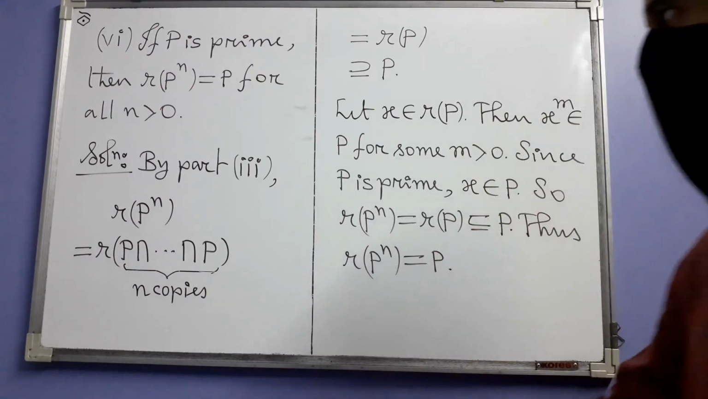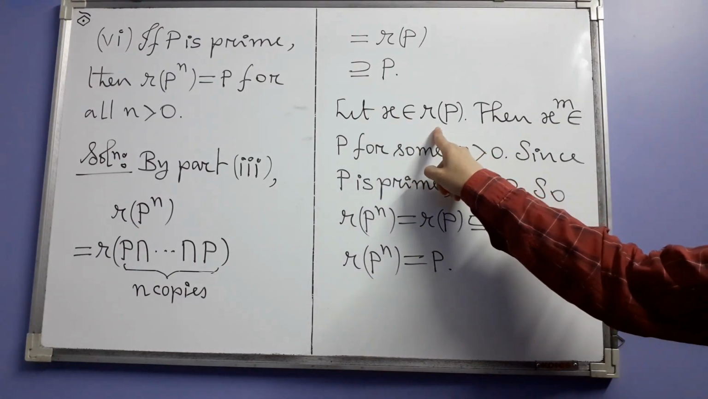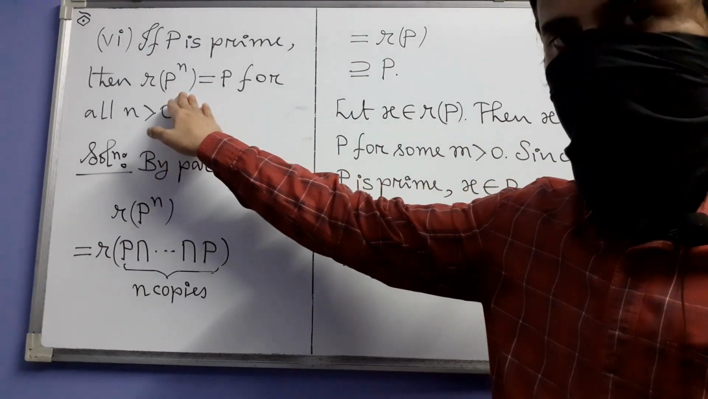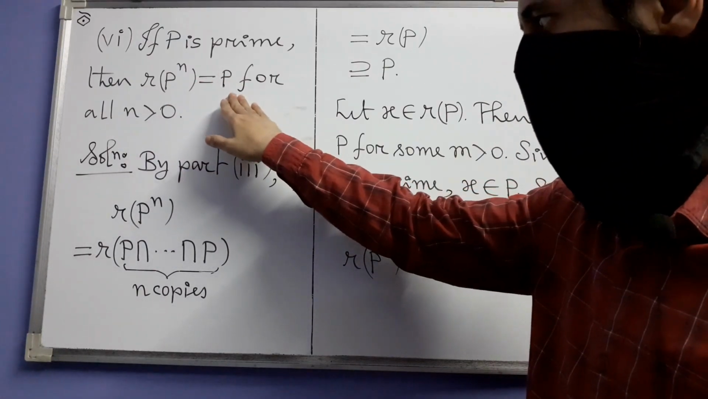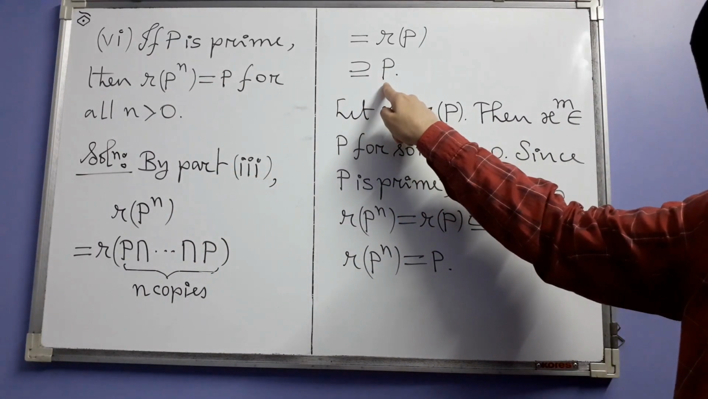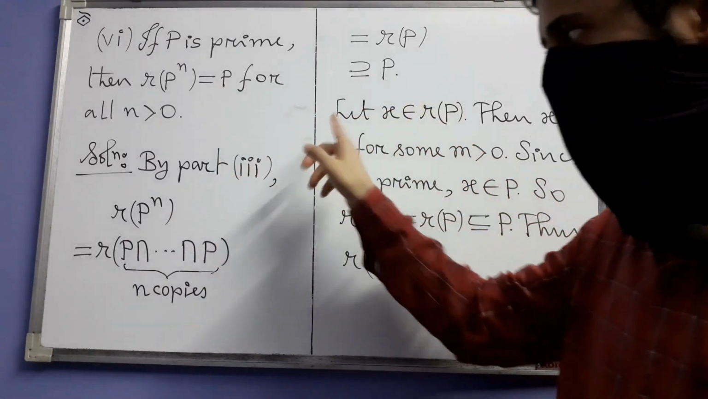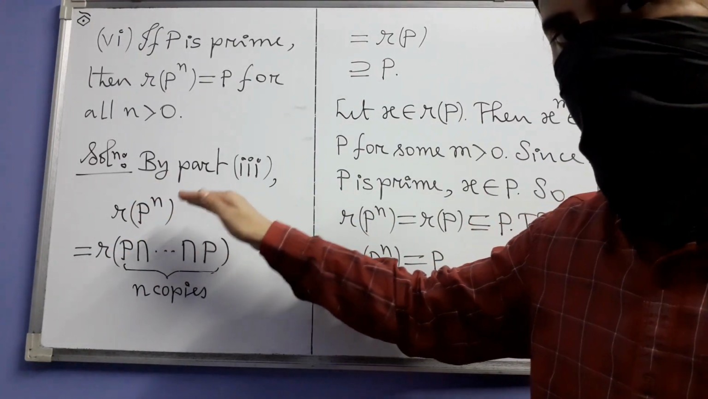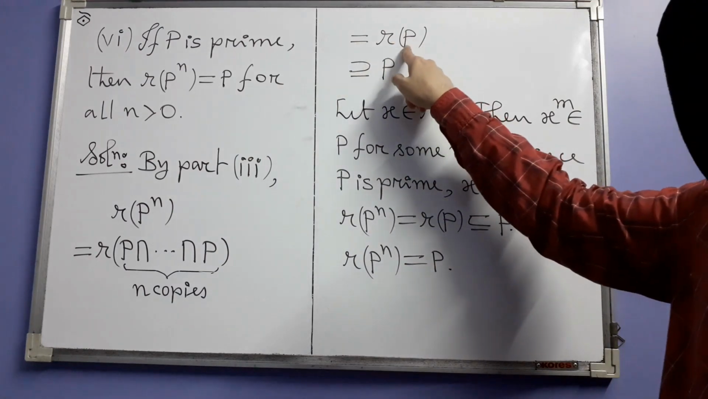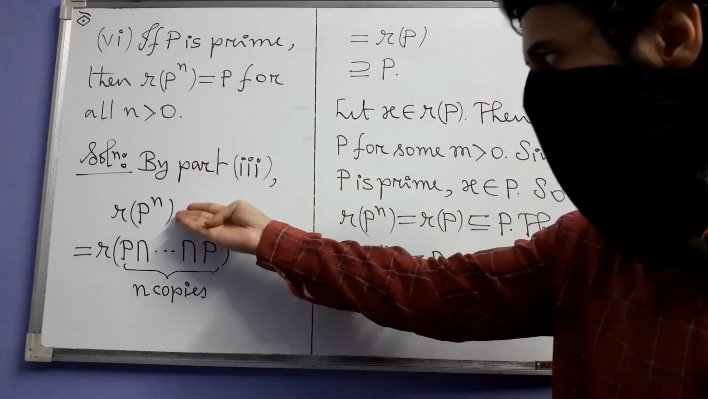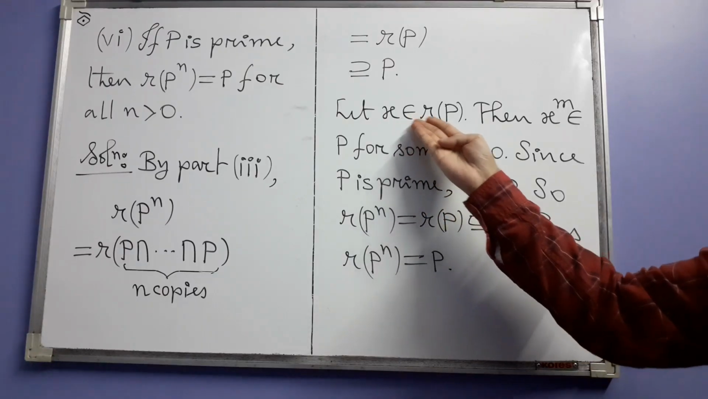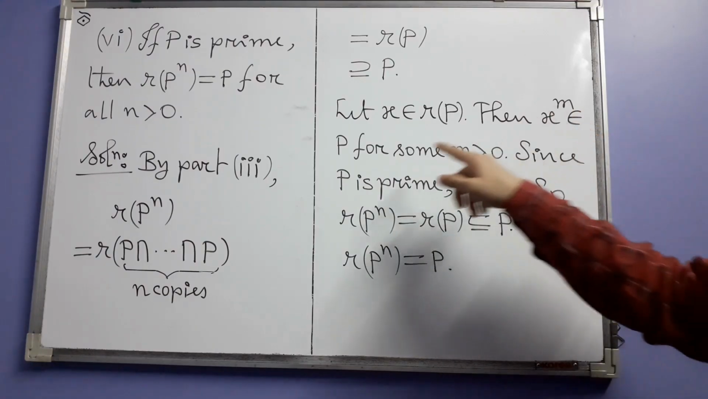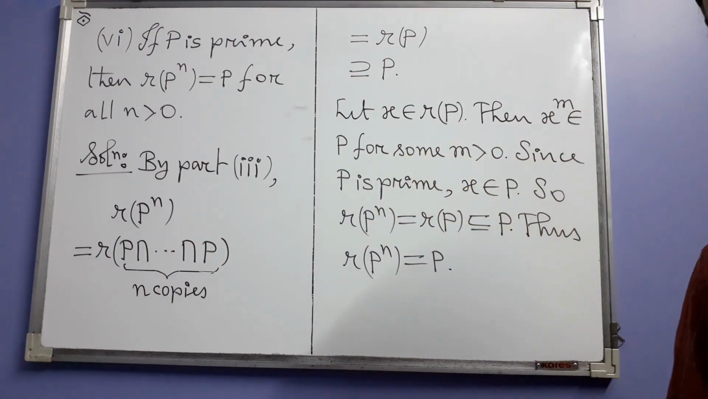For the reverse inclusion, we take any element x in the radical of P. You see, actually we are interested in this, right? We want to show that this is equal to P, and so far we have shown that this is a superset of P. Now we want to prove that this is a subset of P. But it's pointless to work with this because we have already simplified it to this. We saw by applying part 3 that this is just equal to this. So we can start by taking any element x in the radical of P. So then some power of x will belong to P for some positive integer exponent.